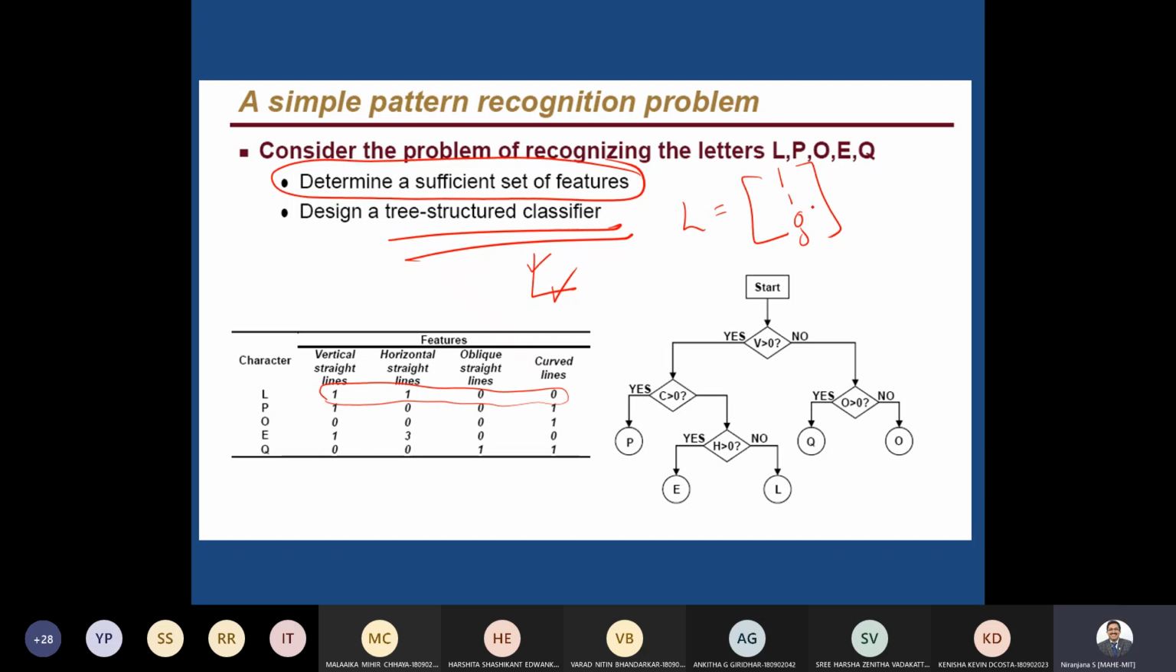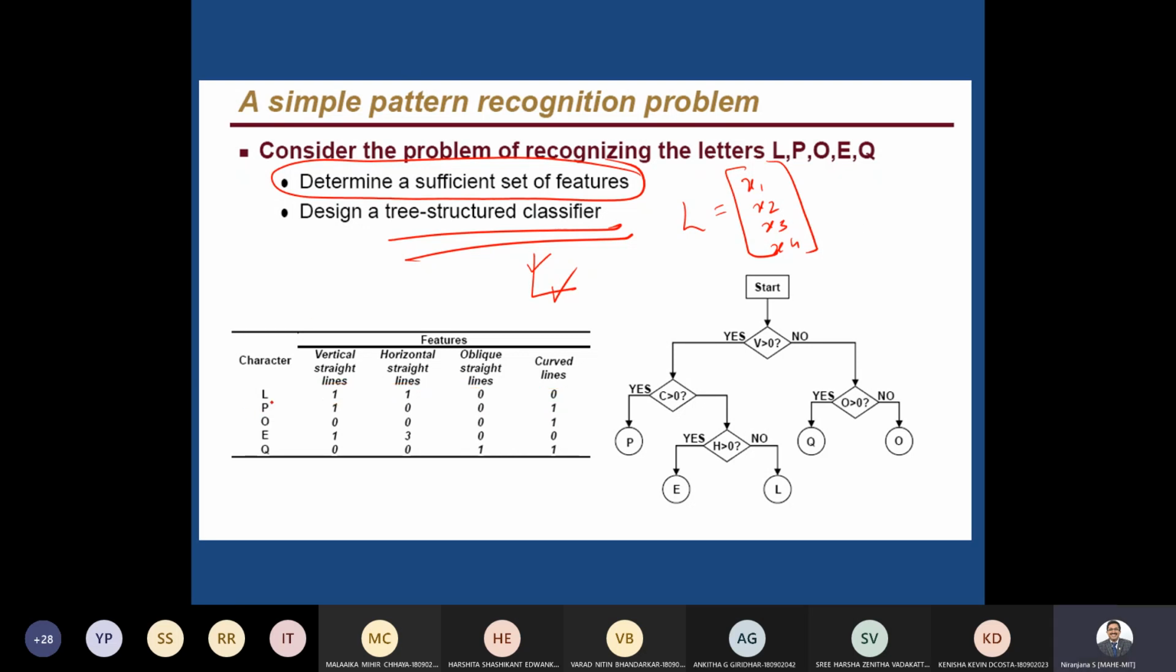Now L is explained with this. What is that? It is nothing but a feature vector consisting of 4 features. The feature values are 1, 1, 0, 0. So this represents L now. You're getting my point. This vector is representing L.